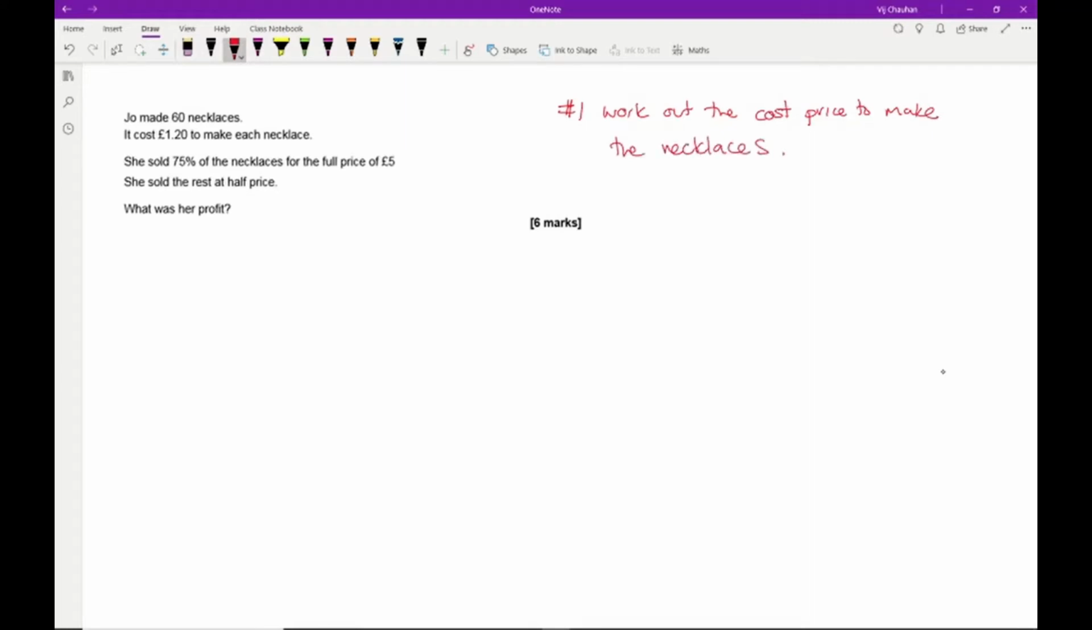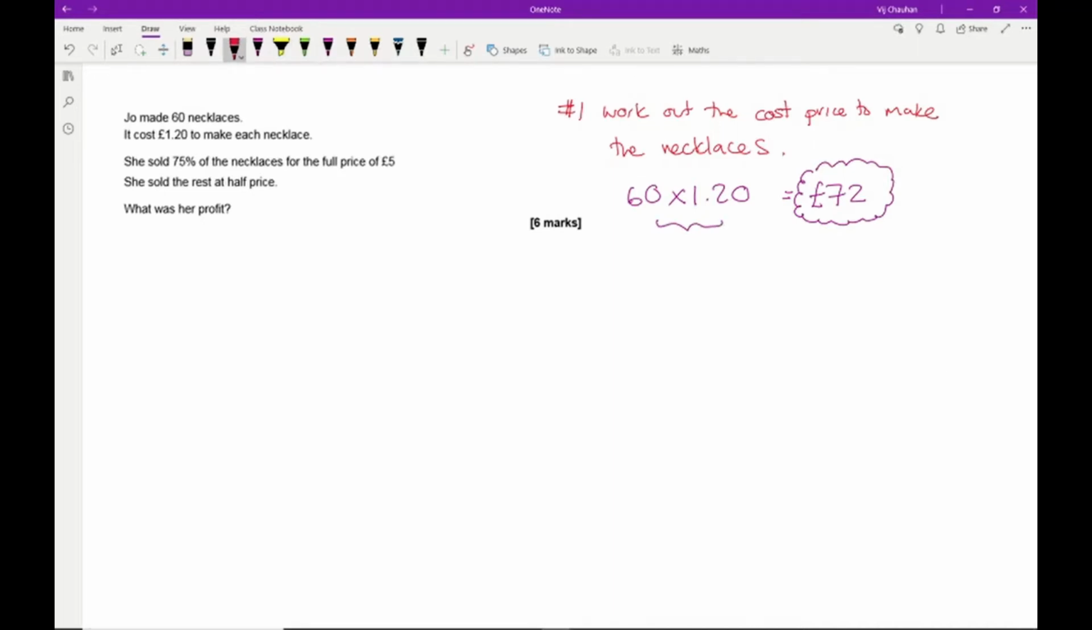Right, so to do this, I need to do 60 times 1.2. For this, I can use my calculator or I can do it by hand, whichever you prefer. Definitely do not do adding because you'll be there literally forever. We get an answer of £72. So that is the original price it cost for Joe to make her necklaces. And I could possibly get 2 marks, 1 mark for working this out and 1 mark for £72, but I doubt that'll be the case.